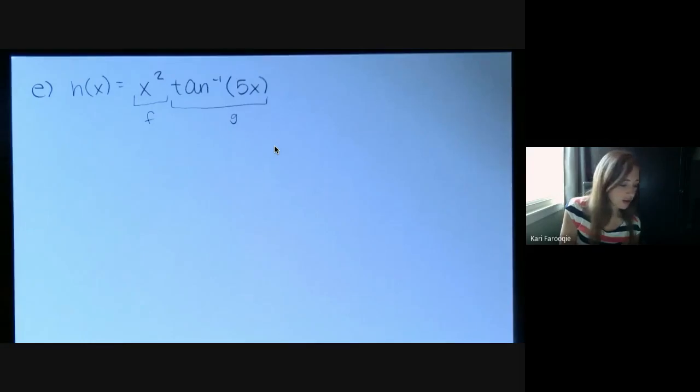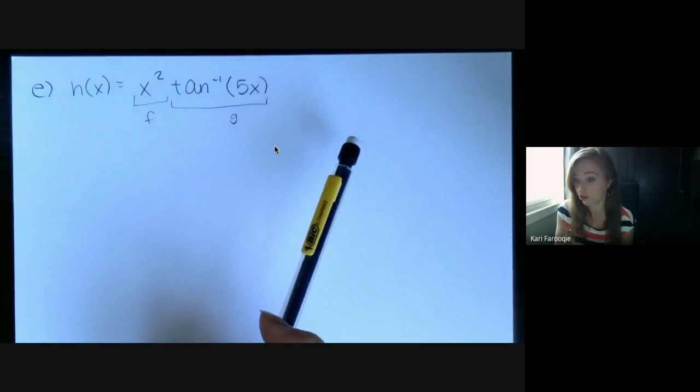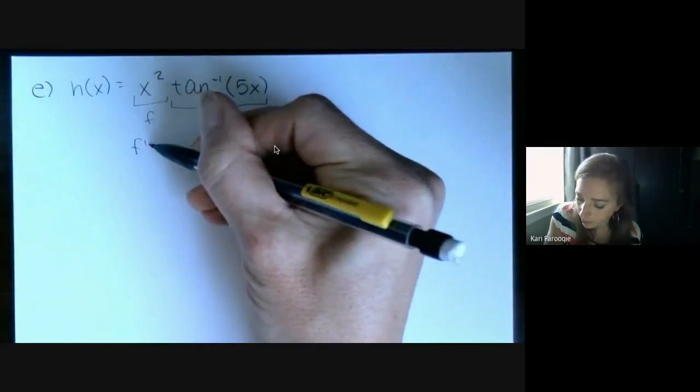I thought on the test, for the most part, people seem to have a pretty good grip on when they needed to use the product rule, which is good. I find that sometimes students just don't know when they need it. They'll take the derivative of x squared and multiply it by the derivative of inverse tangent and be like, I'm done. But you can't do that. You can't just take the derivatives and multiply them. I did see that from time to time on the test, but for the most part, it seemed like people were using the product rule. So that's good. F prime is 2x.